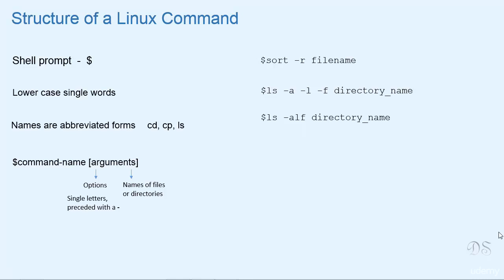Linux also has options that use a double dash followed by a descriptive word. For example, you can write this or this. Both will give the same results. These descriptive options are easier to remember but require more typing. Mostly these single letter options are used. The command name along with the arguments is called the command line. When you hit the enter key, everything on the command line is interpreted by the shell and executed.